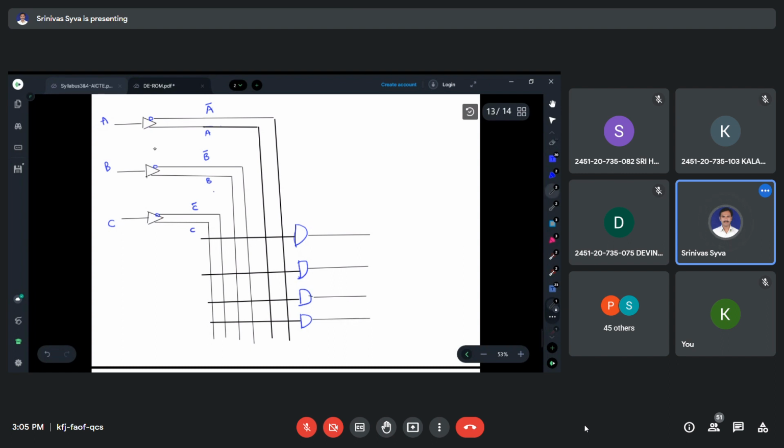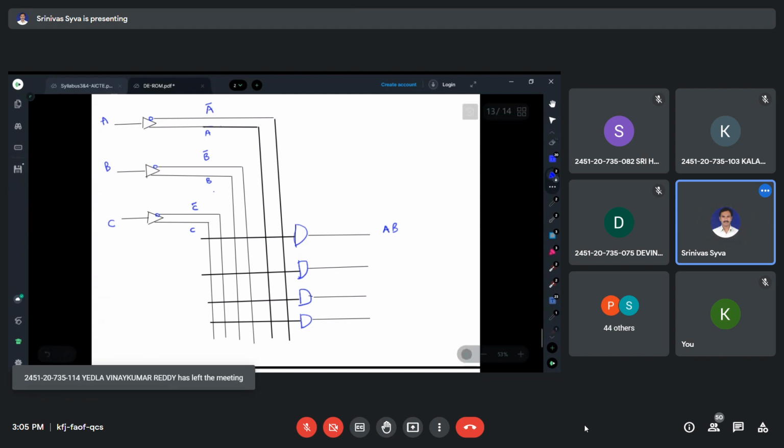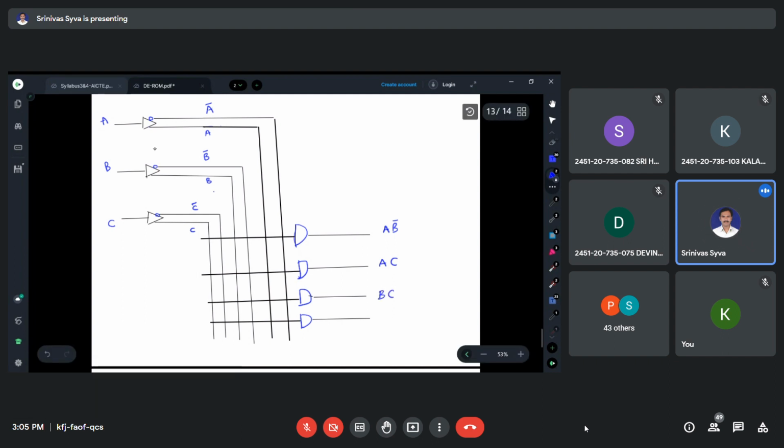Suppose we require here the products. Say for example here we have A B bar, and here this AND gate is providing AC. Suppose this is providing BC. This is providing A bar, B, C bar.